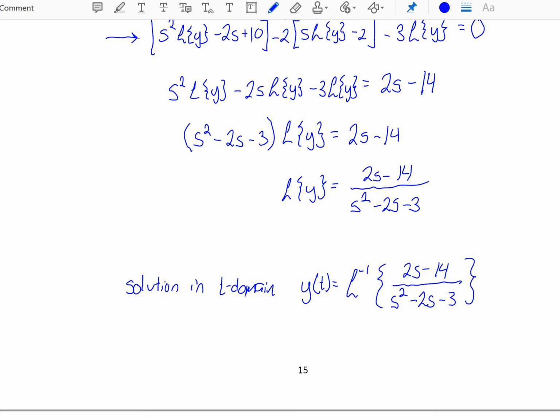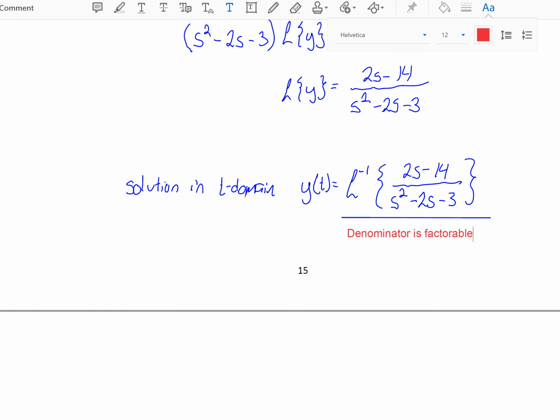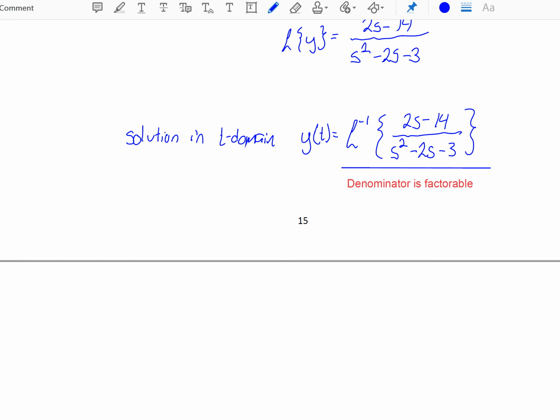Now this inverse Laplace transform we have should look familiar to your work in chapter 8.1. We want to find the inverse Laplace transform of this function in the S domain. And here you'll notice that the denominator is factorable. So let's work on just our fraction for a moment, using partial fraction decomposition.